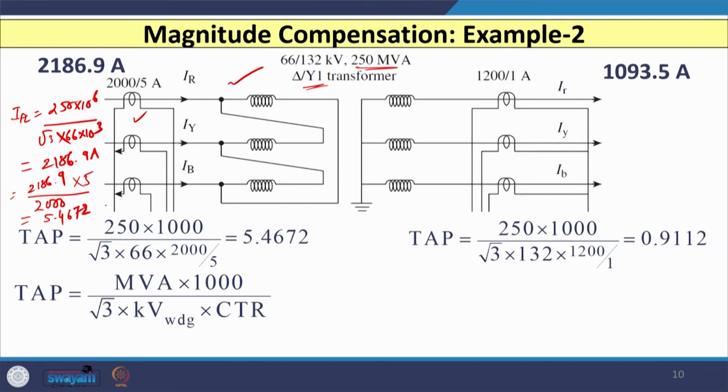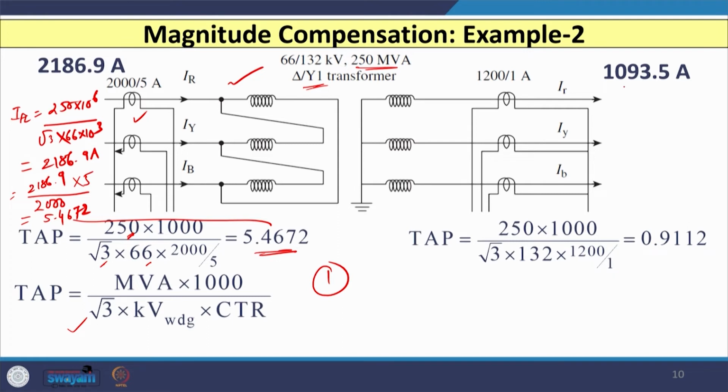So, you will have the value 5.4672, and if you calculate the value using this equation of tap, then you will have the MVA, that is 250,000. In the denominator you have root 3 multiplied by the kV rating, that is 66, and the CT ratio, that is 2000 by 5. So, you will have the value 5.4672, and if you divide these two, you will again have the value one.